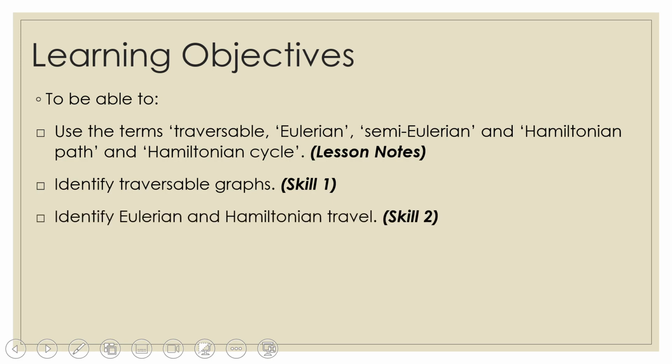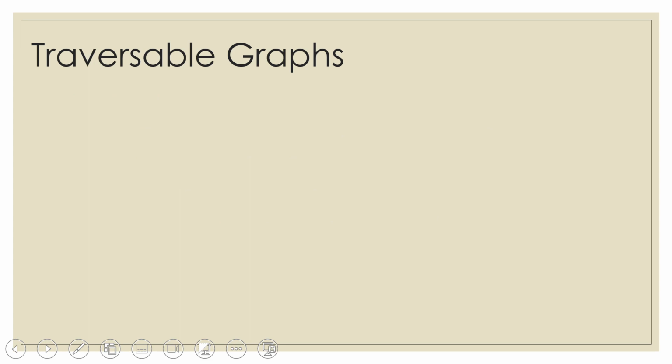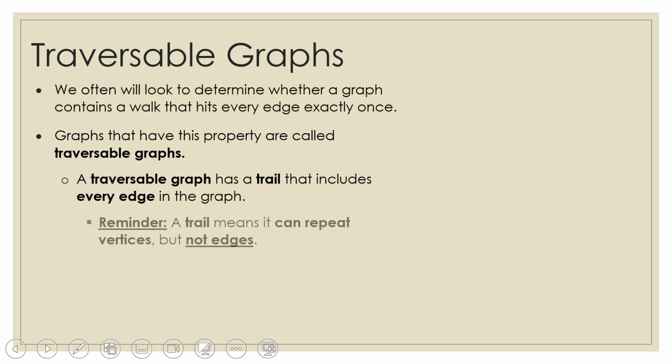Identify traversable graphs, which we'll do in a couple of different ways. Identify Eulerian and Hamiltonian travel in practical examples as well. So, traversable graphs. As a bit of a reminder, traversable means that you can pass over all of the edges without lifting your pen. You want to go over every edge, and you can repeat the vertices but not the edges. So we'll see lots of examples of this one.